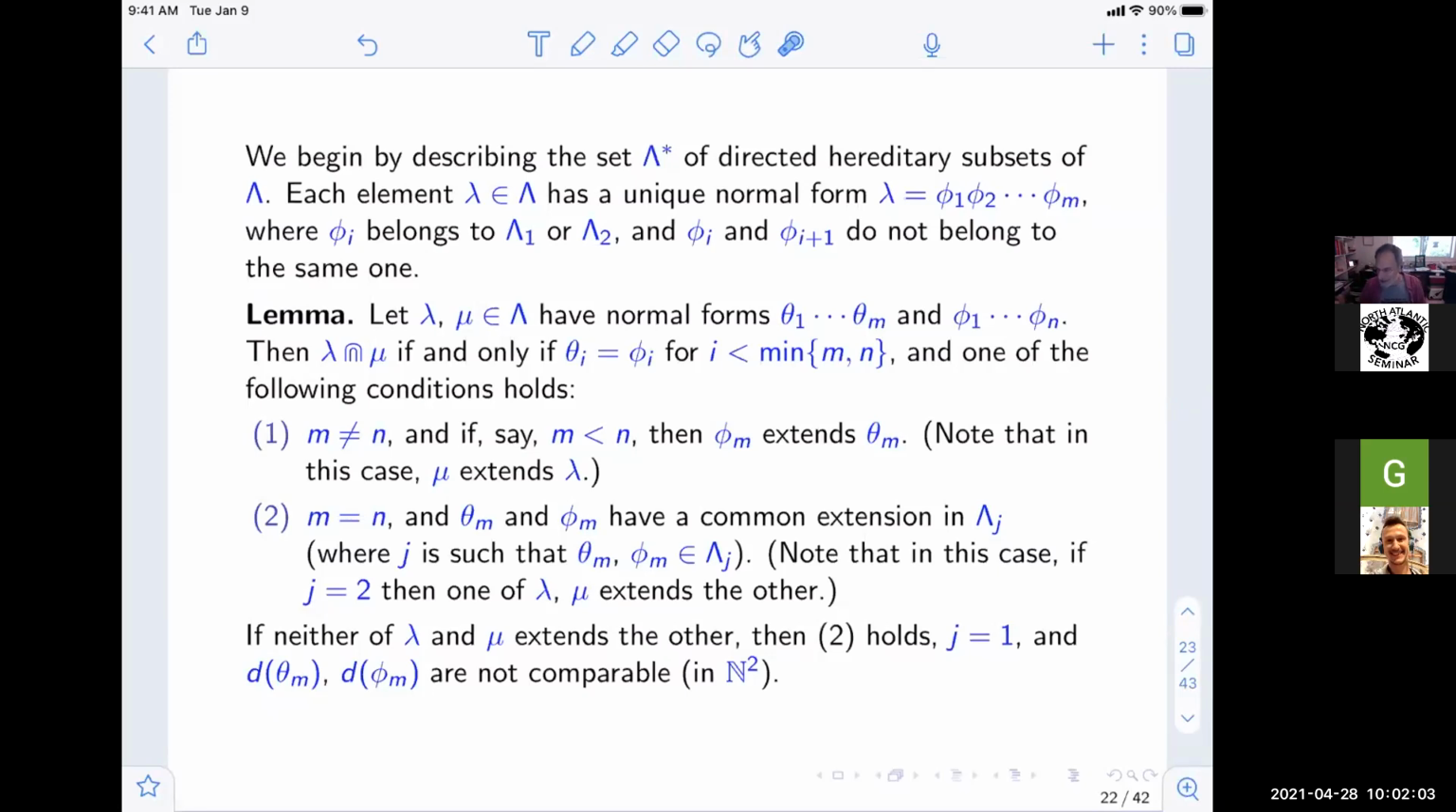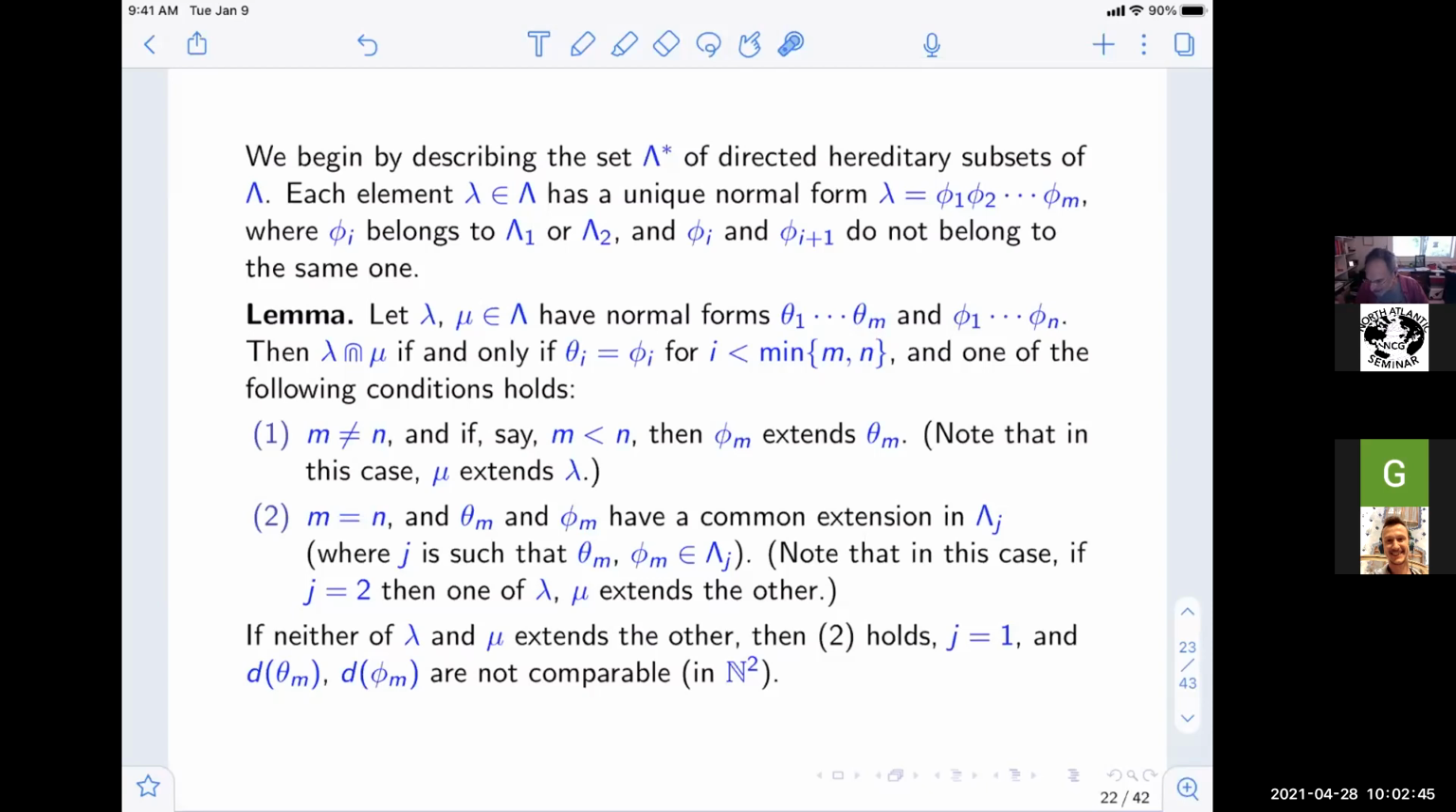I'm trying to skip over a lot, as it turns out. So let's see. In this lemma, I'm just indicating if you have two elements of lambda, when do they have a common extension? We have to compare their normal forms. And it turns out that they have a common extension if and only if the normal forms agree, except possibly for the last term of the shorter one. And you have to have some compatibility in that last term.